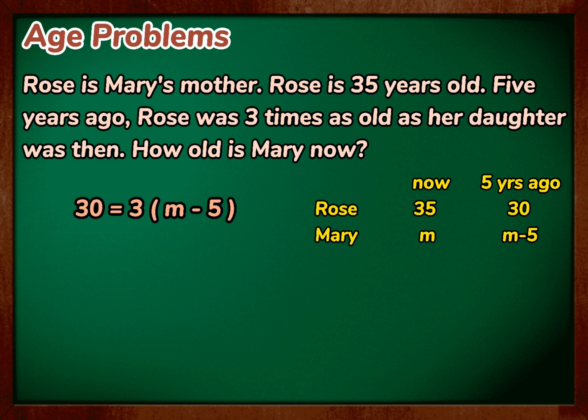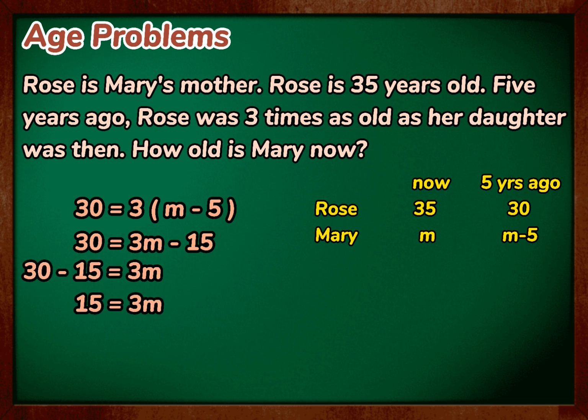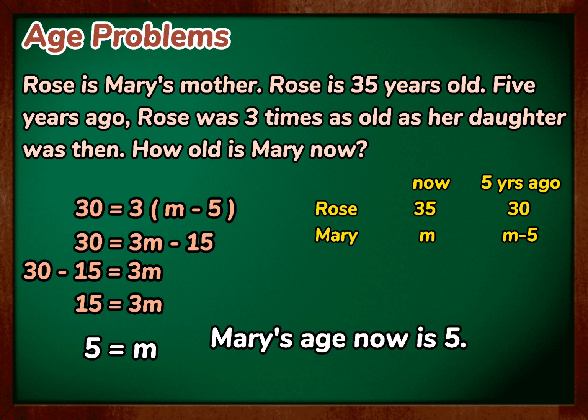Then solve the equation. It's 30 equals 3M minus 15. To combine like terms, 30 plus 15 equals 3M. Divide by 3 to get M. So M is 5. Therefore, Mary's age now is 5.